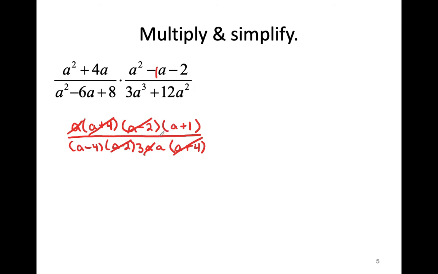So let's go ahead and just write what we have left then. So this is going to be equal to my numerator. All I'm left with is a plus 1. And in my denominator, I have this 3a hanging out back here. So I'm going to go ahead and write that in the front. And then I have a minus 4.